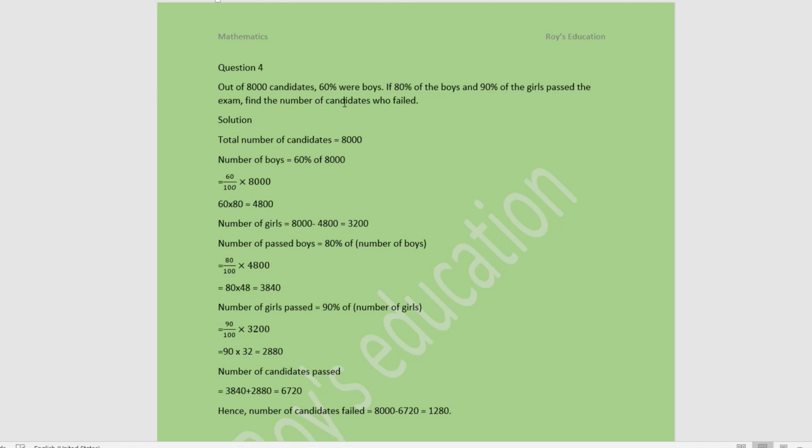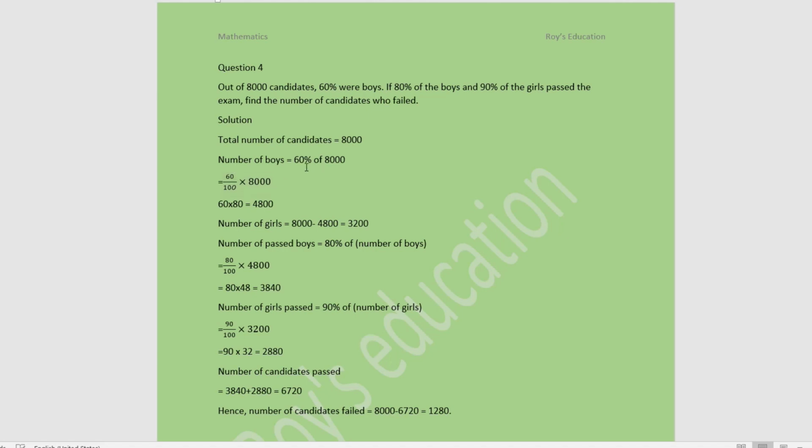Out of 8,000 candidates, 60% were boys. If 80% of the boys and 90% of the girls passed the exam, find the number of candidates who failed. So in this case, the total number of candidates is given as 8,000. Number of boys is what? 60%. So we have to find out the number of boys because here the percentage of the boys is given.